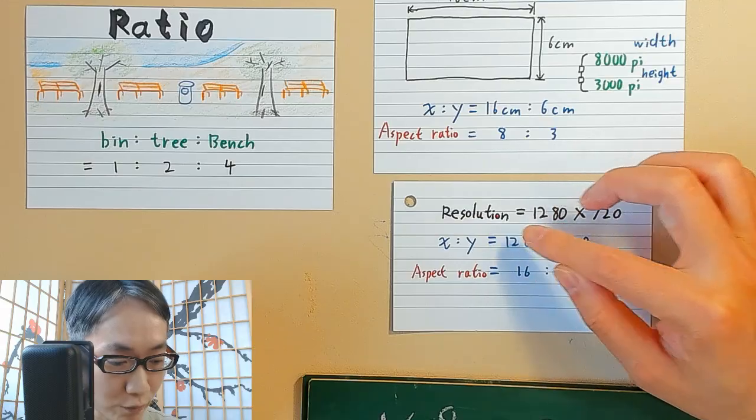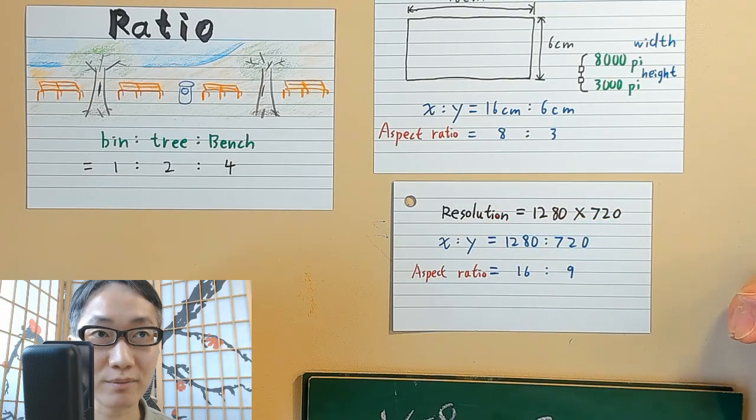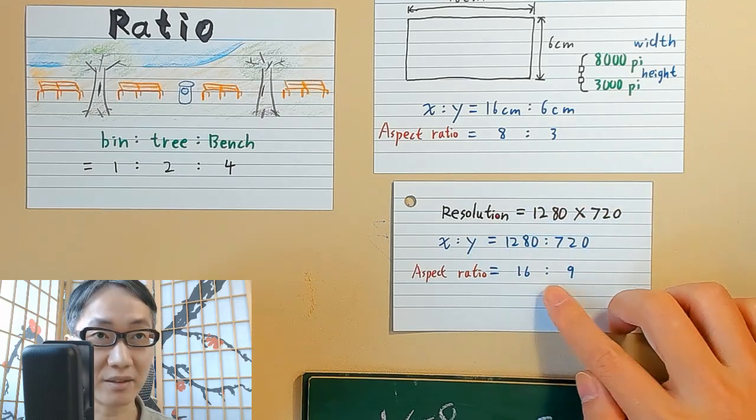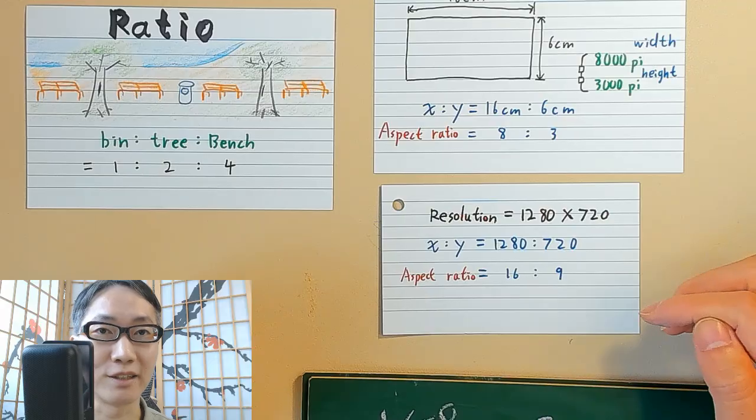So we can divide both of them by 80, which is the HCF. Then we'll get this aspect ratio. So we can try dividing both of them by 80 and see what happens.